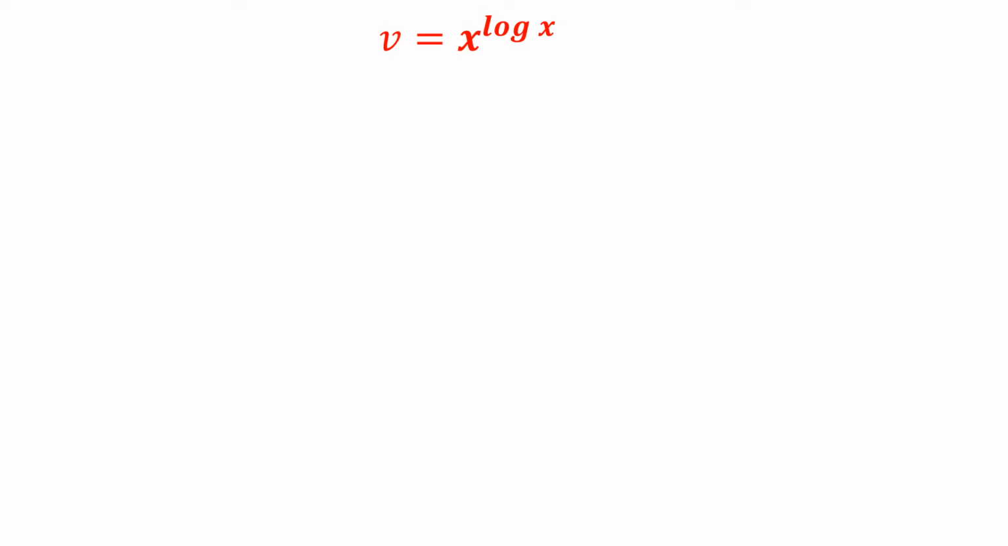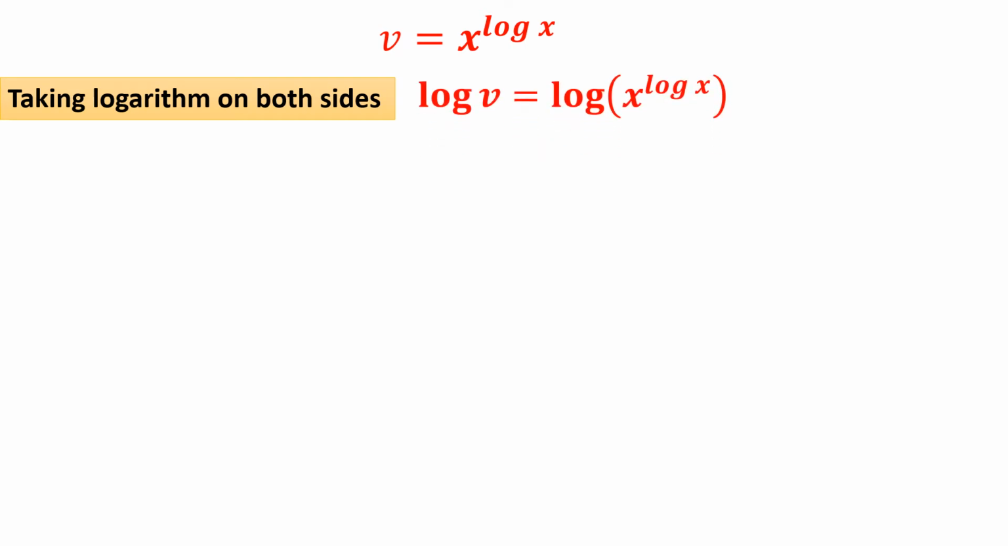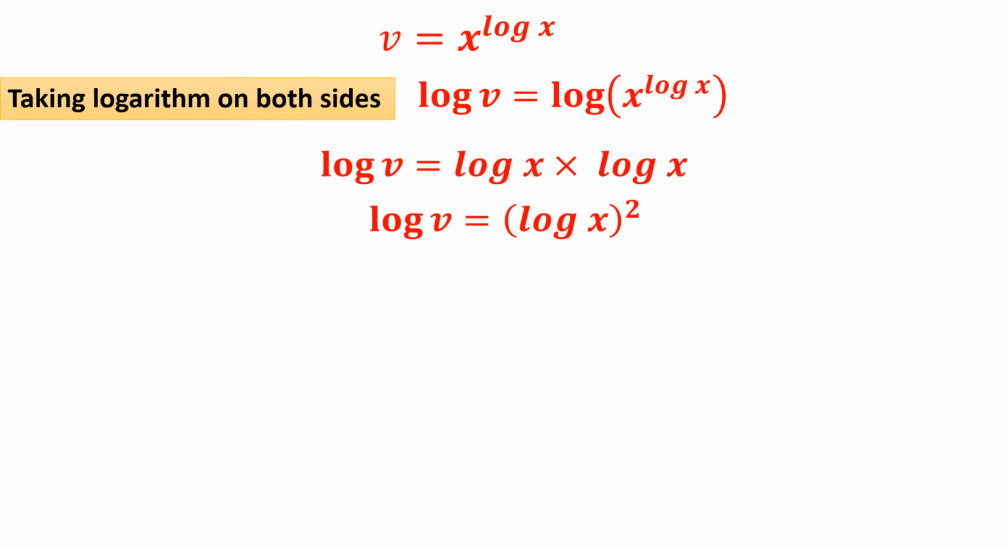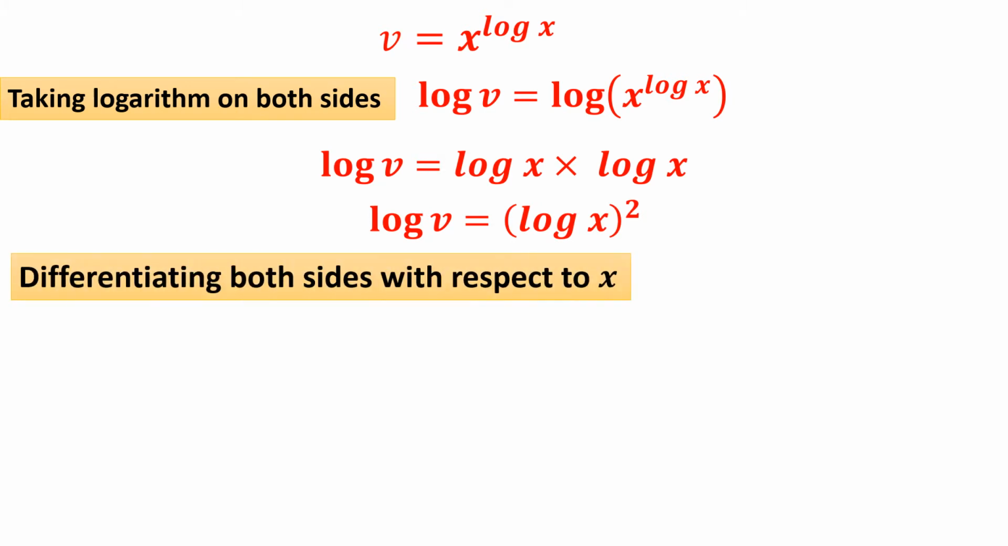Let us continue. V is equal to x power log x. Take logarithm on both sides. Log v is equal to log of x power log x. Log x will come to the front. For log x into log x, highly interesting, it can be written as (log x) whole square.